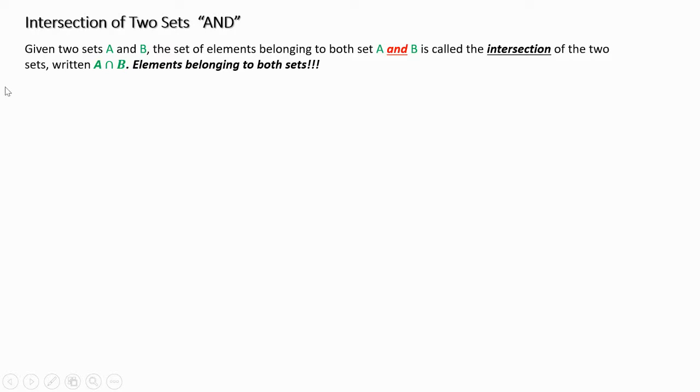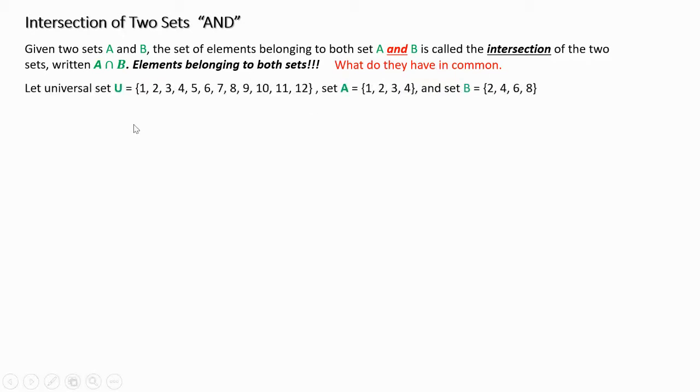But at times, for some reason, students still don't get it. So that's why I came up with this phrase: what do they have in common? When I say that, it kind of clicks, because what they have in common is the intersection of both sets.